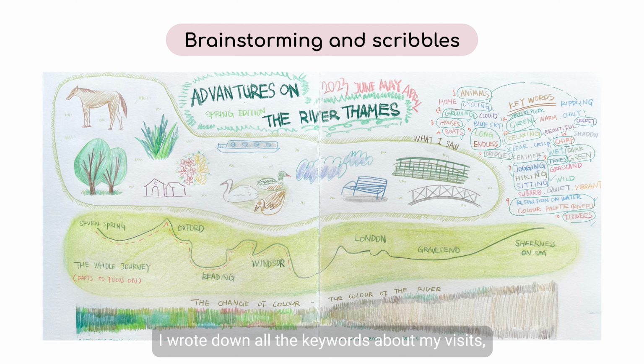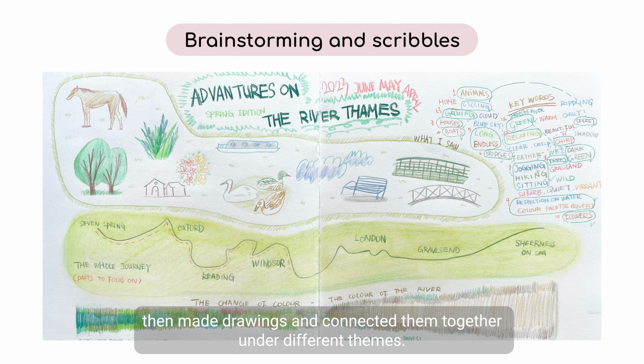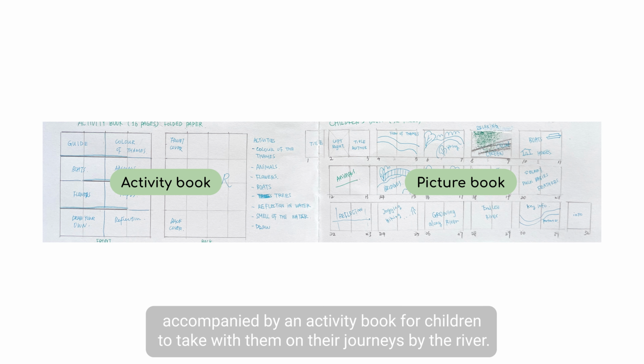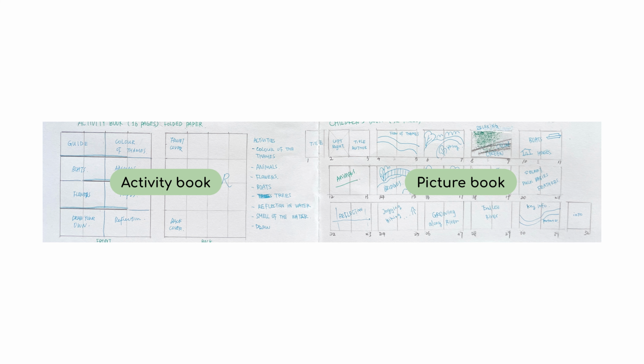I wrote down all the keywords about my visit, like what I saw, experienced, and remembered, then made drawings and connected them together on the different themes. I plan to make a picture book that shows the natural part of the Thames, accompanied by an activity book for children to take with them on their journey by the river.